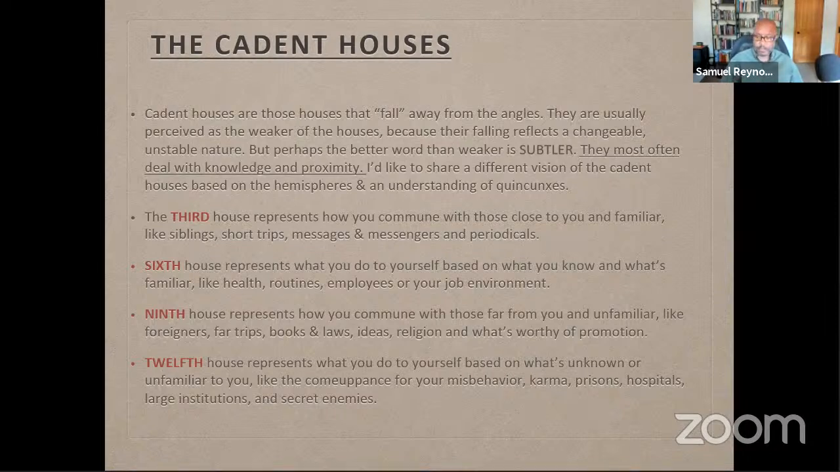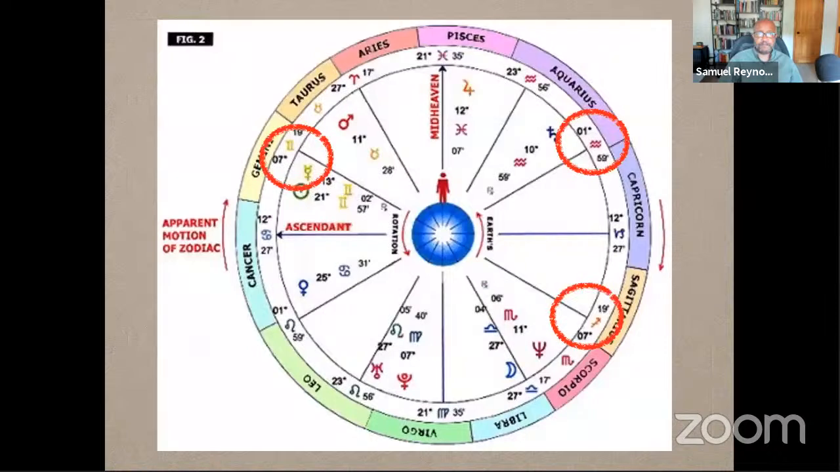So this also includes secret enemies. Large institutions, because this is where you may belong to something that you are also dealing with unfamiliar parts, and all parts of it you don't know. This is like the military, or yes, it could be as large as a university, depending on the university, or as large as IBM or a corporation like that.